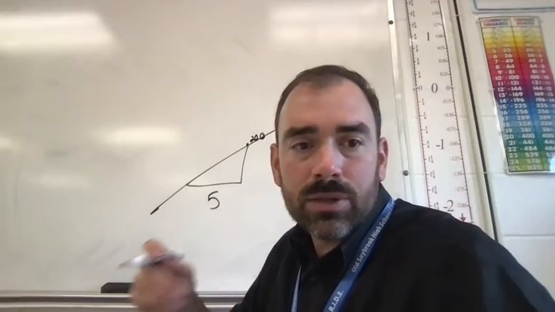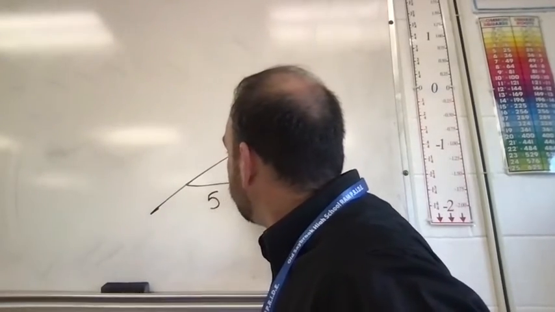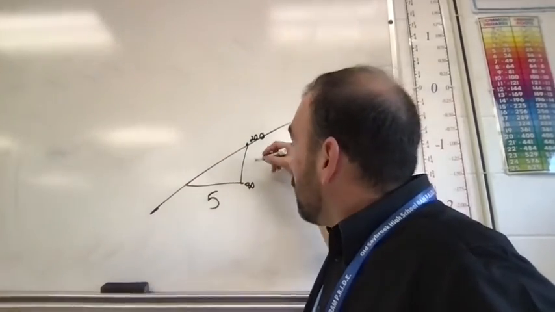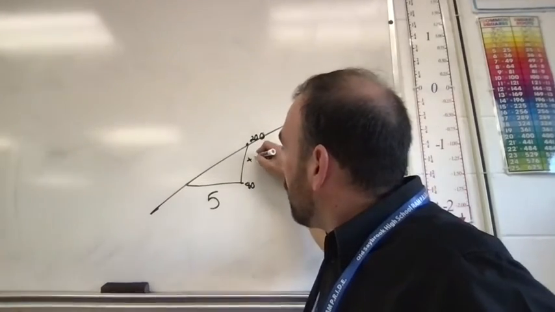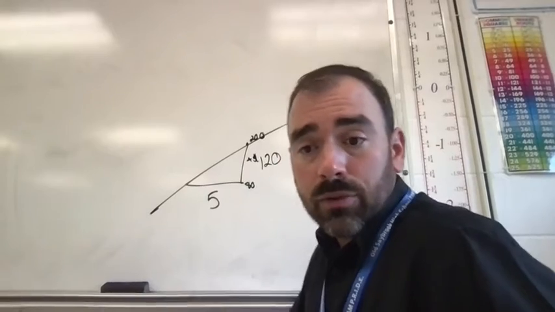But it really started at a height of 80. So how much did it go from 80 to 200? Just doing the math, it went up by 120. So it went up by $120. And that would be our slope, our rate of change for this.